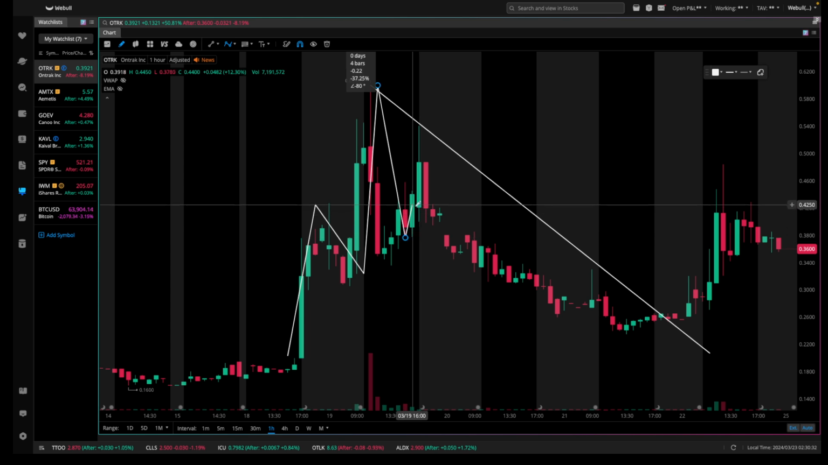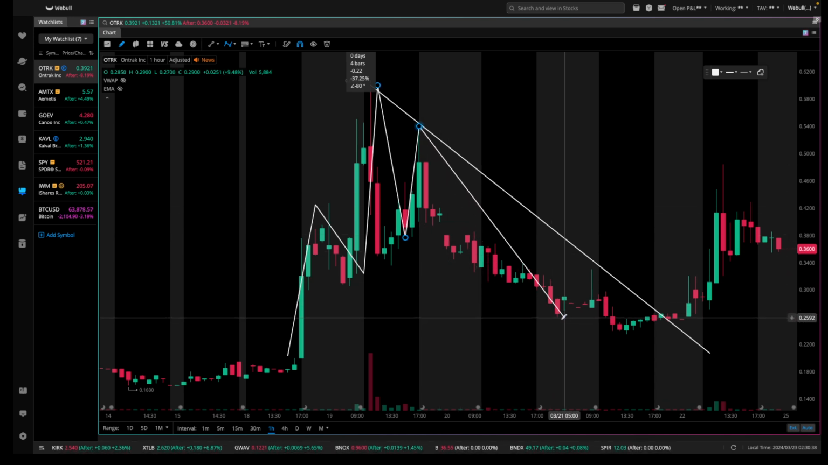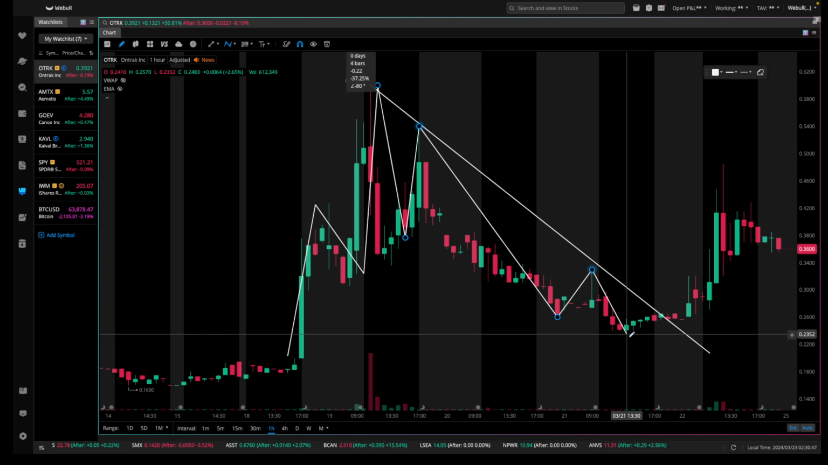So we start forming a lower low. Then a lower high because we can't exceed the previous high. Then we form another low just here and we start to bounce. Then we form a lower high compared to the previous high. Again here, a lower low.